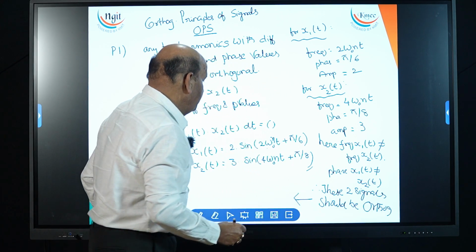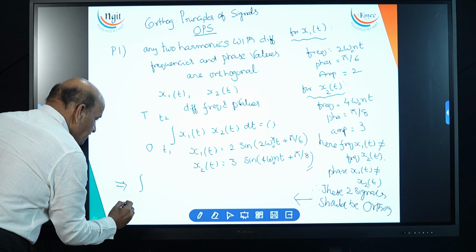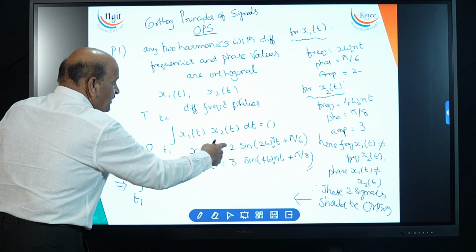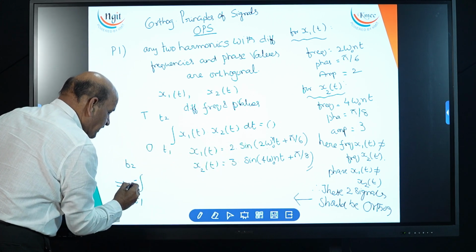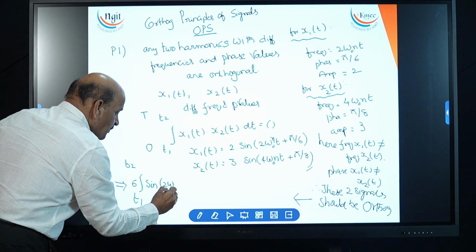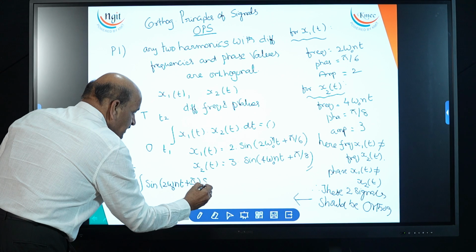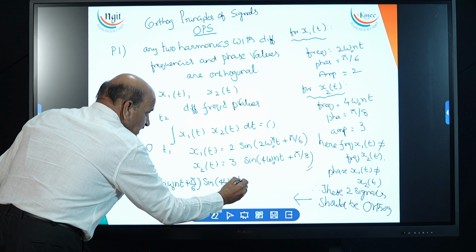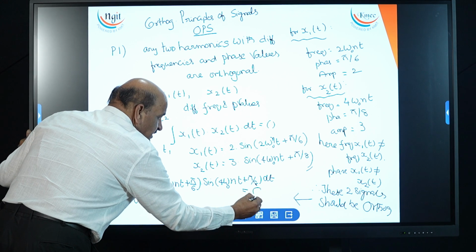Orthogonality means what? These two should be orthogonal. This implies over a given time period T1 to T2, we multiply these two signals. What is the 2? This into 2 into this, 6. 6 is a constant. You can take 6 outside. This implies sine 2 omega naught nt plus pi by 6 into sine 4 omega naught nt plus pi by 8, with respect to dt, its value should be 0.